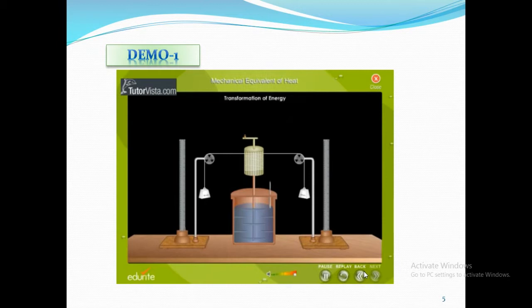Transformation of energy. The potential energy of the falling masses was converted into kinetic energy and finally into heat energy. Click on the link provided to view the modern setup used for determining the mechanical equivalent of heat.